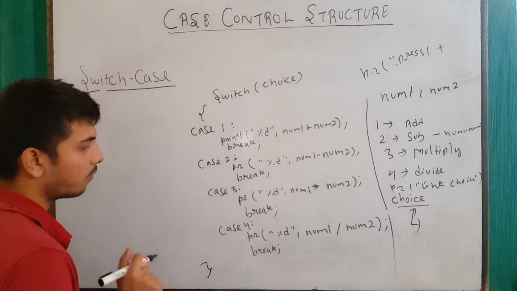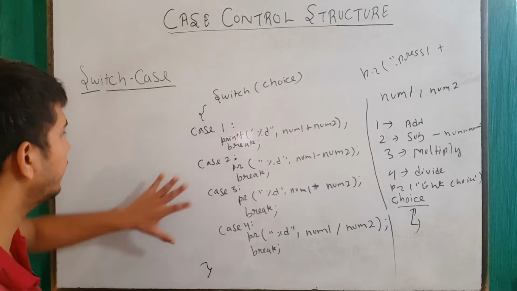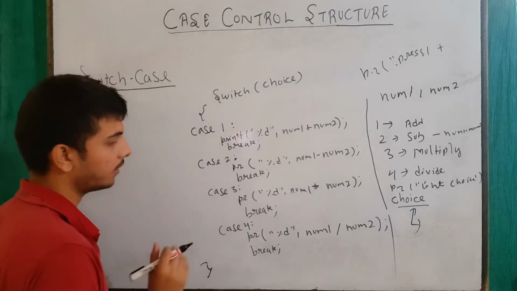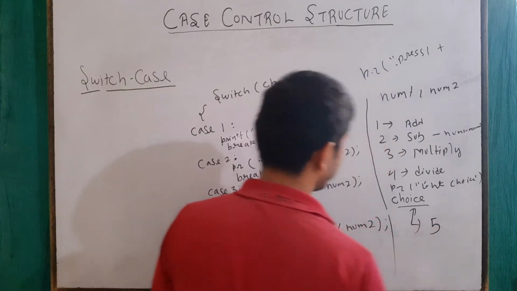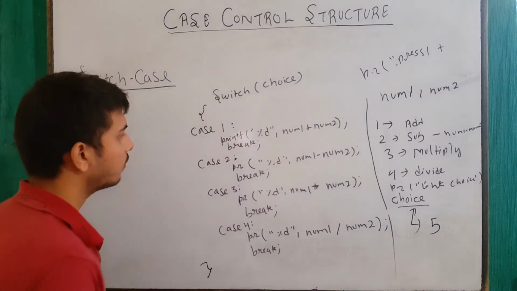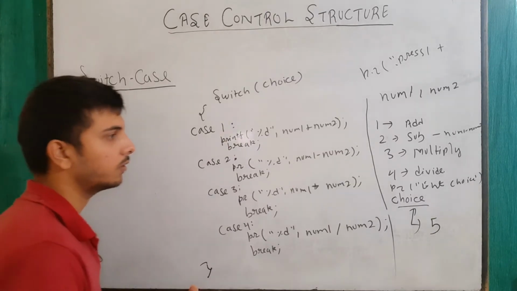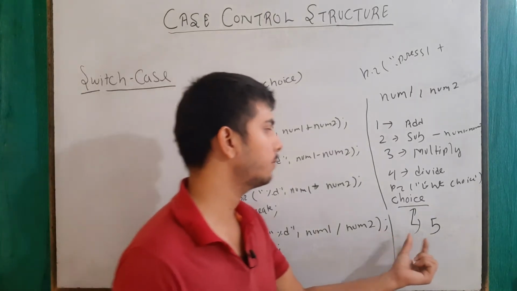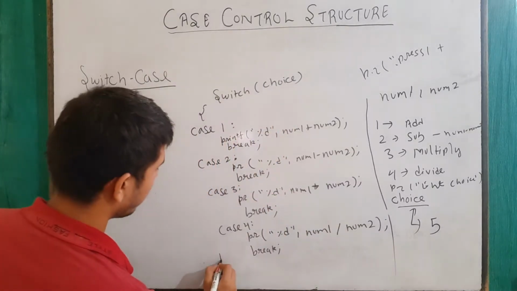But there is a problem here, we had not used default. Using default is not mandatory but it is required. For example, if the choice given is 5, none of these cases will be true. But we want to tell the user that whatever input was given is not correct. So in this case we can write a default.